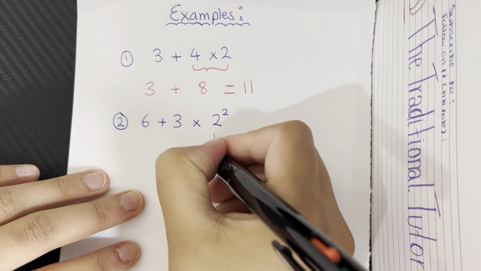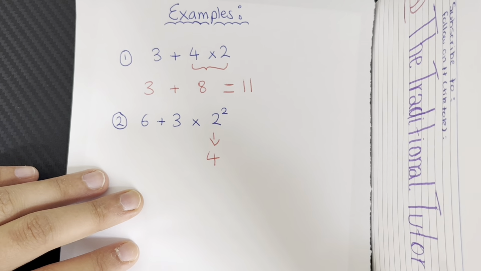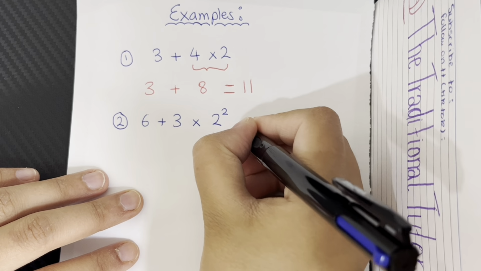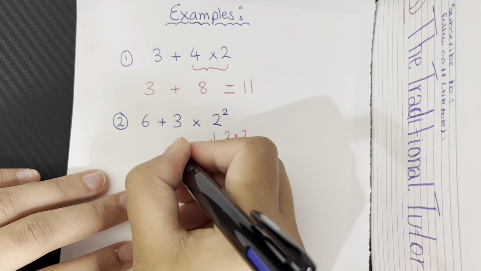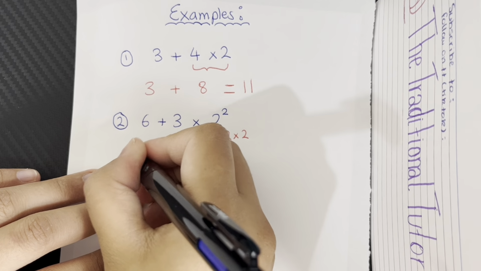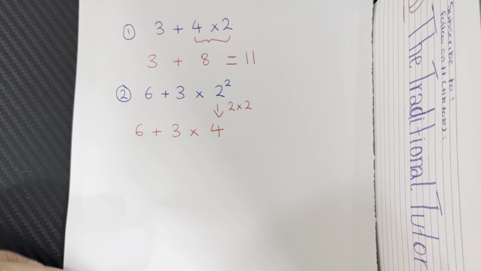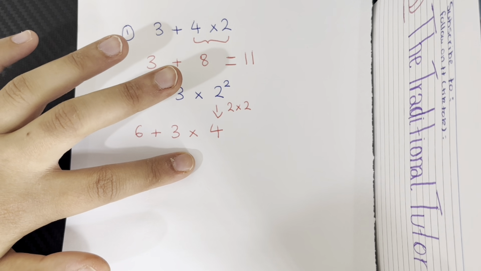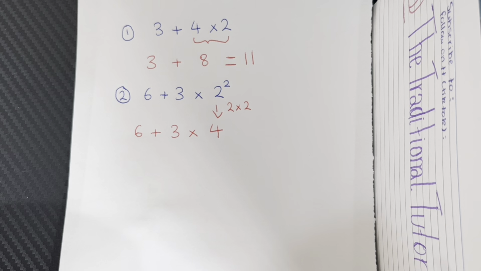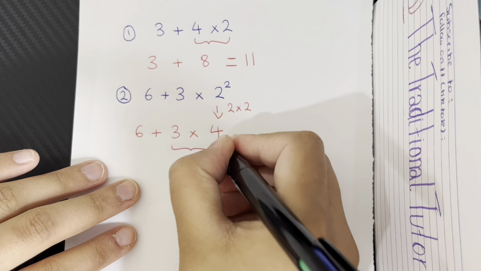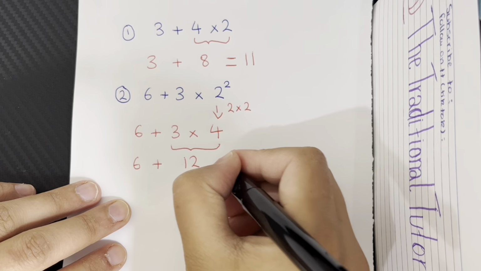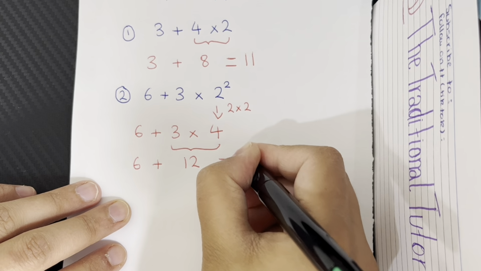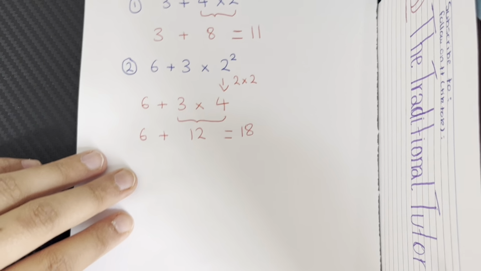Okay, so 2 squared gives us 4, because it means you're doing 2 times by 2, which is just 4. And you've still got your multiplication by 3 and your addition as well. Now we're just looking at addition and multiplication. Well, according to the rules of BIDMAS, we need to be doing multiplication first. So 3 times by 4 gives us 12. And then lastly, if we add 6 onto it, it should give us an answer of 18. Okay.